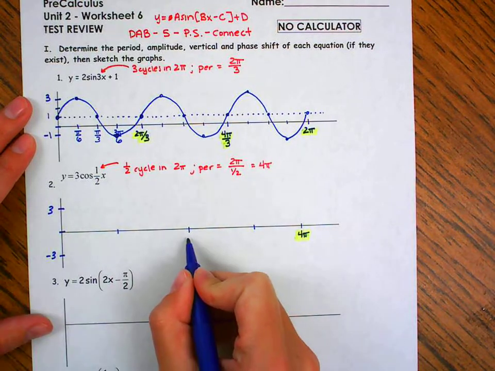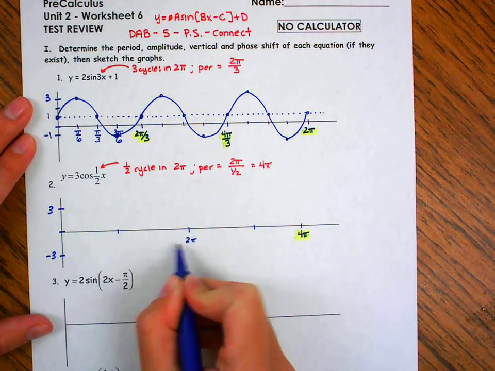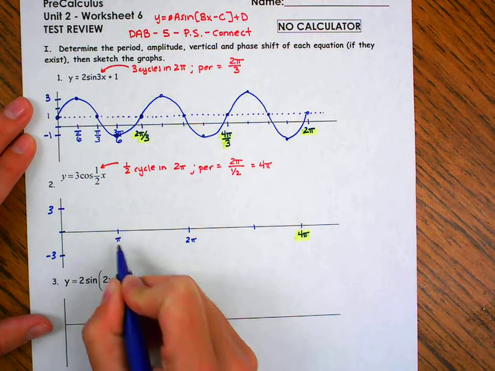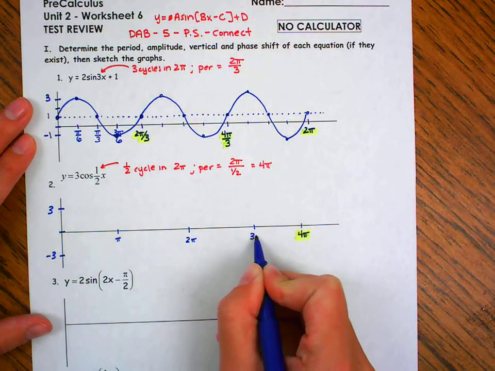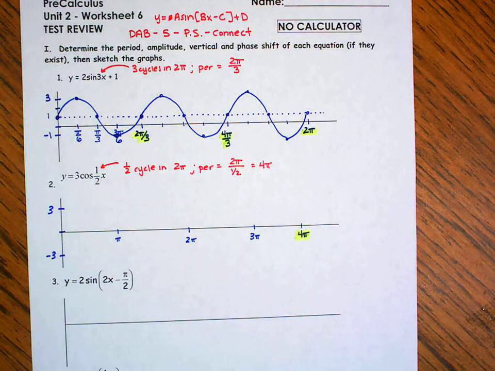I need to label them. This is half of 4 pi, which is 2 pi. Half of that is pi, 1 pi, 2 pi, 3 pi. So I've dabbed because I've done all my labeling. I do my 5 key points now.